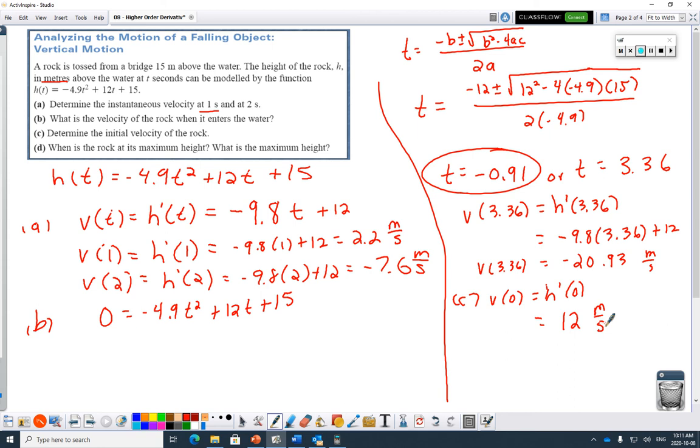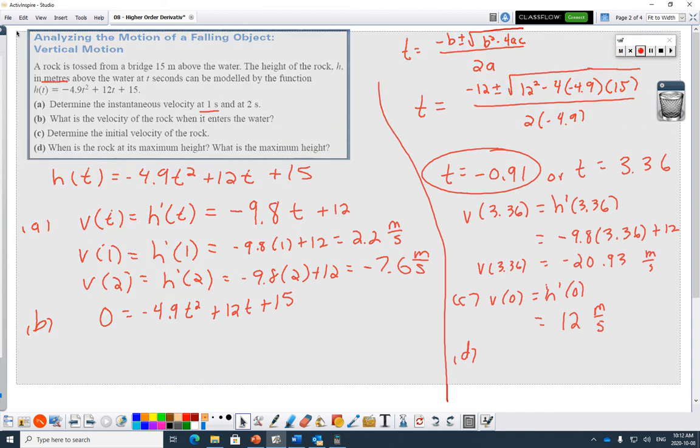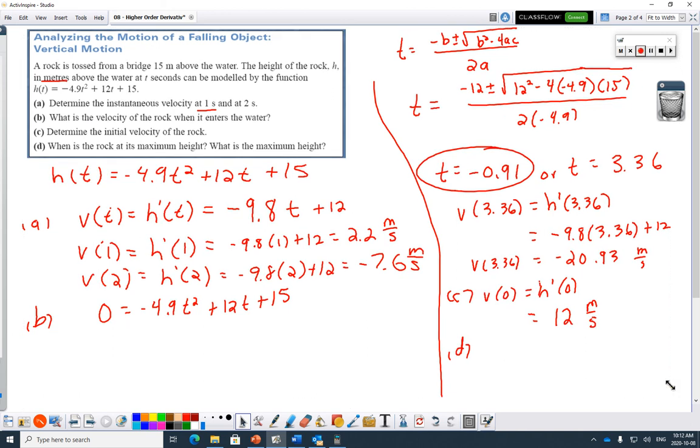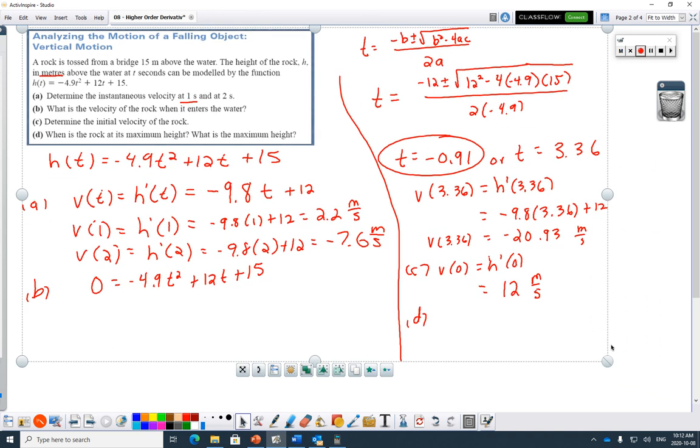D, am I going to have enough room? What is the rock's maximum height? How am I going to find maximum height? Give myself just a little bit of space. I need about 3 lines of work here, I think.